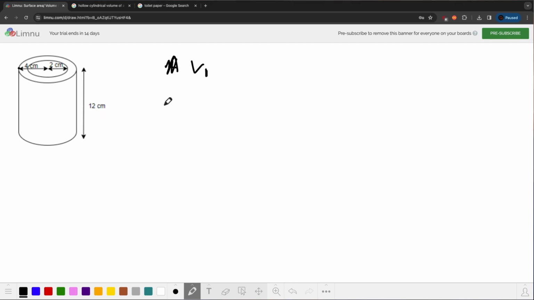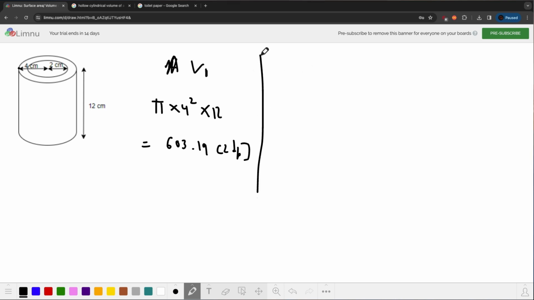So the volume for the big cylinder is going to be pi times 4 squared times 12, which is equal to 603.19, and I'm just going to say 2 dp for 2 decimal points. Yep. So that is the volume for the big cylinder. So now let's find the volume of the small cylinder. Let's find the volume of that hole.